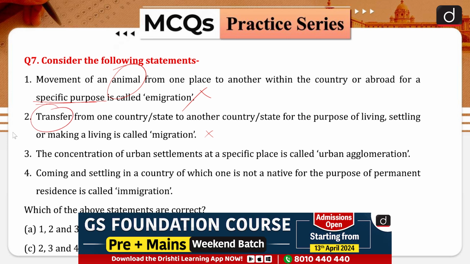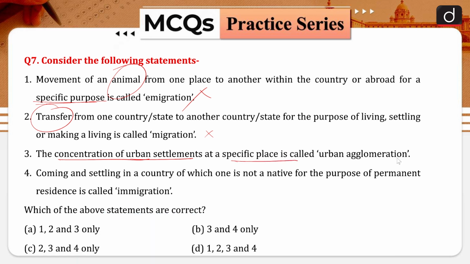Now, concentration of urban settlements at a specific place is called urban agglomeration. This is correct, because agglomeration is basically a particular area wherein too much urbanization is happening. That is areas like Delhi and Bangalore. These are urban agglomerations. And there are nearby areas which are also building up, like Noida, Gurgaon, etc. Now, coming and settling in a country of which one is not a native, for the purpose of permanent residence, is called immigration.